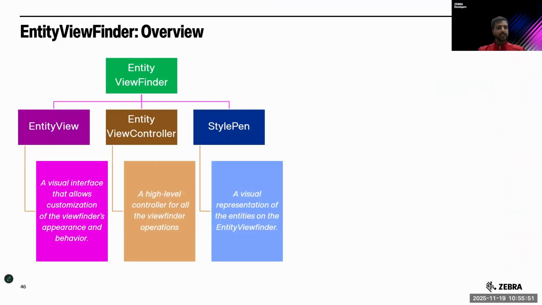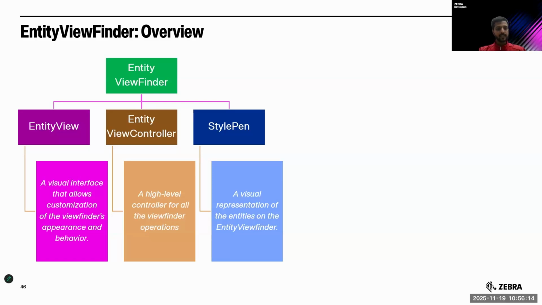Thanks, Nicola. So Entity Viewfinder mainly has these three components. One is Entity View, another is Entity View Controller, and the third one is Style Pane. Entity View is basically a visual interface that allows customization of viewfinder appearance and behavior. By using this interface, the user can integrate it into their UI layout and place it alongside the rest of the UI elements.